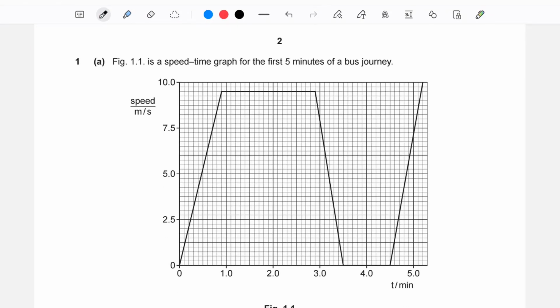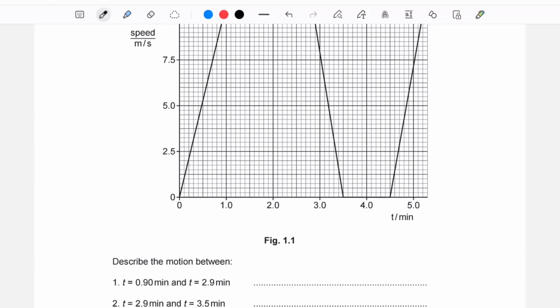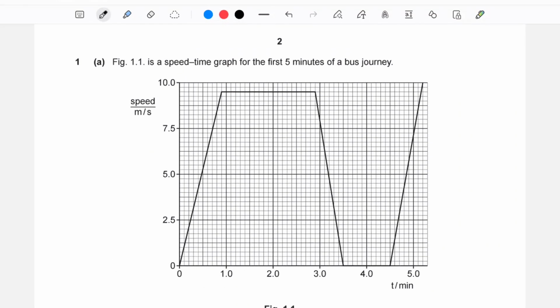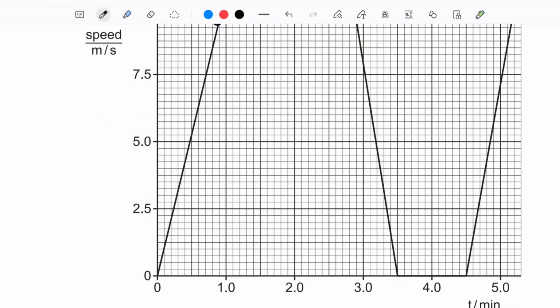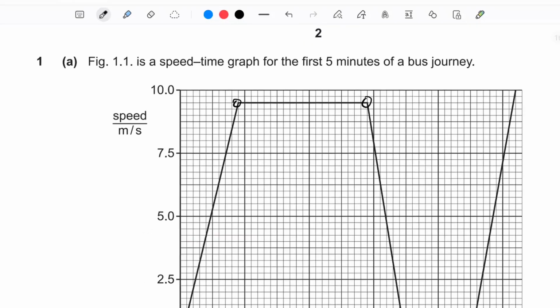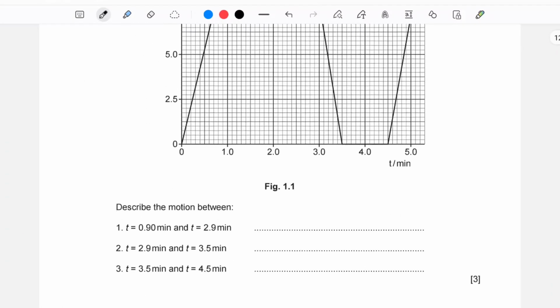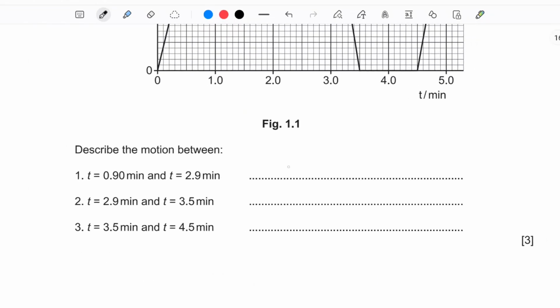Figure 1.1 shows a speed time graph for the first 5 minutes of a bus journey. Describe the motion between 0.9 minutes and 2.9 minutes. So 0.9 minutes is here, and 2.9 is still here. As you can see, the speed is constant. So the motion between 0.9 minutes and 2.9 minutes is constant speed.